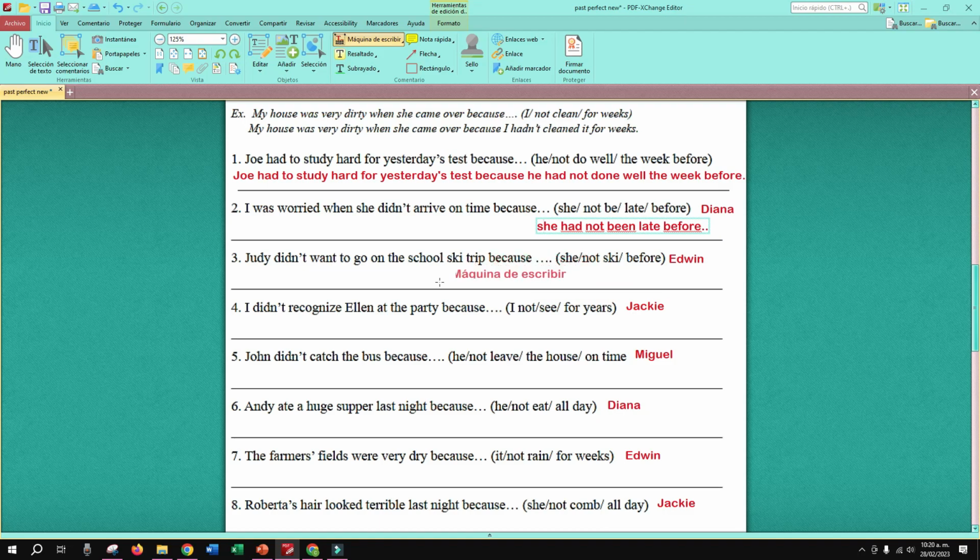Excellent. What about the number 2, Edwin? Judith didn't want to go to the school trip, which could be why? Because she hadn't skied before. She hadn't or had not, that's always the same, right? Yes, before. Good. So Judith didn't want to go to the school trip because she hadn't skied before. Excellent.